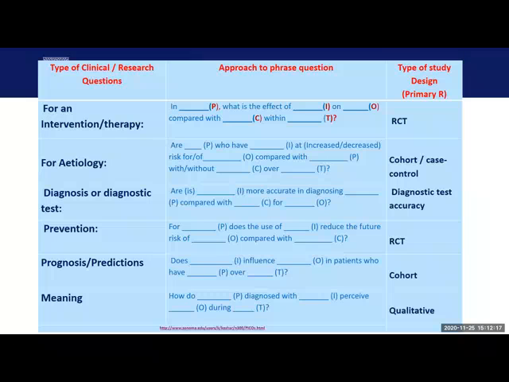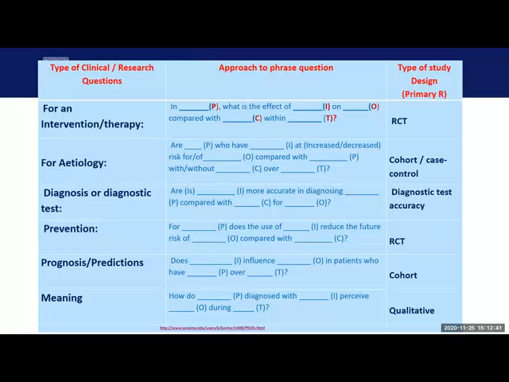Are you asking an etiology question? Do you want to know the etiology of things? Are patients who have this condition at increased or decreased risk of the outcomes compared with other patients with or without those conditions over this time period? So you can phrase it whichever way you want to. I hope this grid will be of help to you.